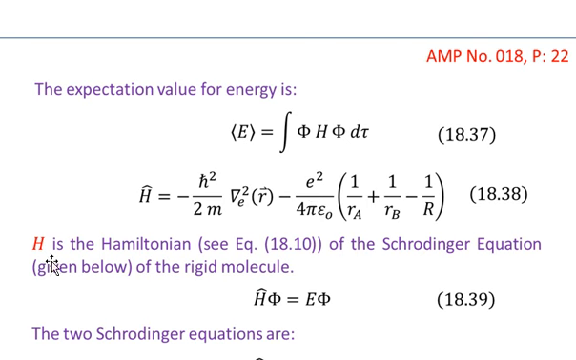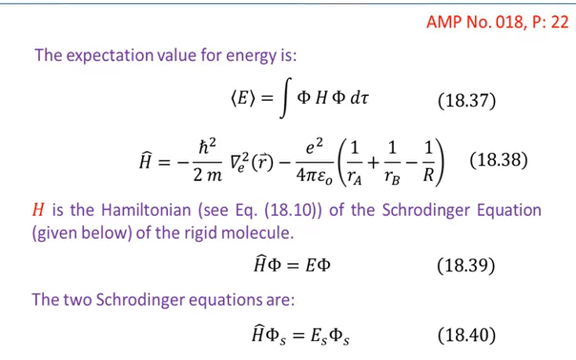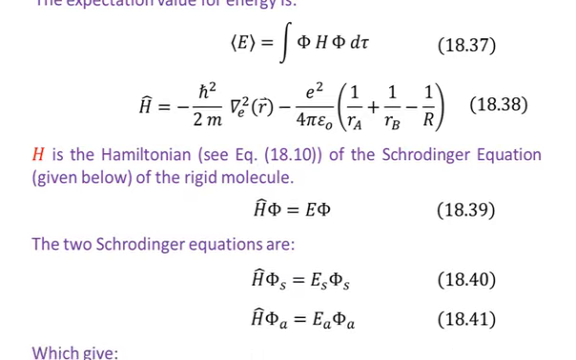This H or H hat is the Hamiltonian. For this one, you can see equation number 18.10, which was given in the previous lecture. So H is the Hamiltonian of the Schrödinger equation of the rigid molecule, which is given below. So this is for the rigid molecule. And you know that the rigid molecule is what I defined in the previous lecture, where the two nuclei are clamped at a fixed distance capital R.